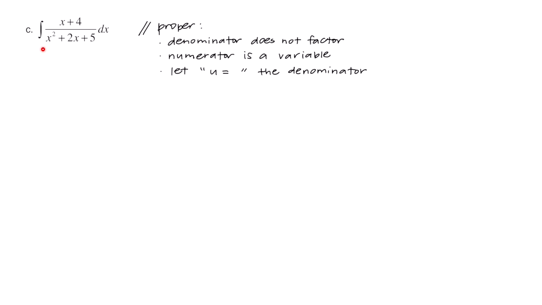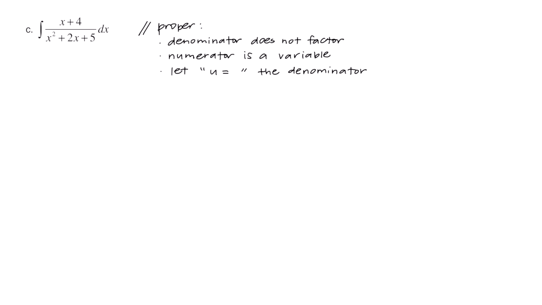For this example, we have the integral of this rational function. It's a proper rational function because the degree of the numerator is less than the degree of the denominator. Next, we want to check the denominator. The denominator does not factor. So then, according to the flow chart, we're going to check the numerator. And the numerator is a variable.